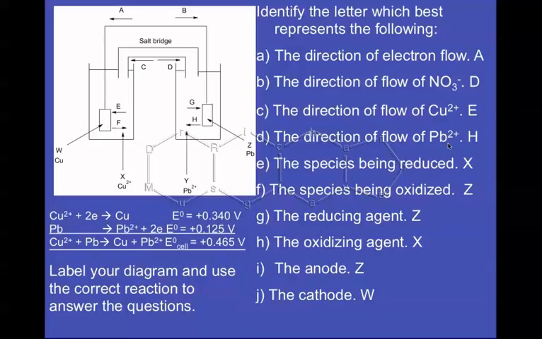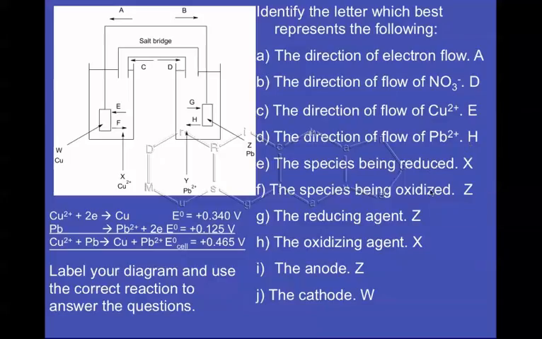The direction of flow of lead 2 plus. As we said, lead is becoming Pb2 plus. That means that this is dissolving. If it's dissolving, it means it's going away from the electrode. We're talking about the lead electrode. It's going to go via direction H. So the answer is H for that one.